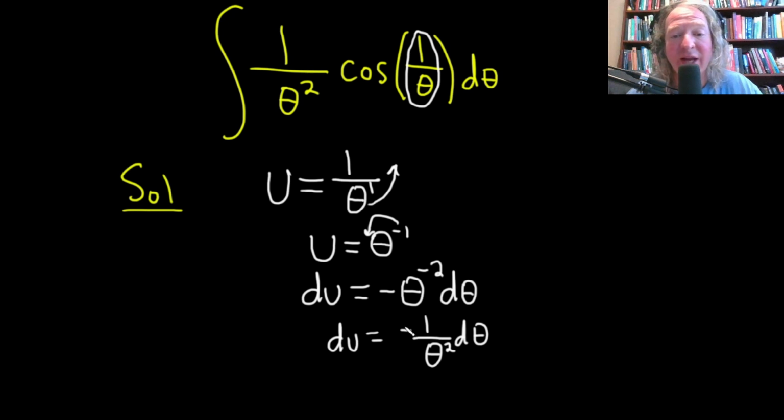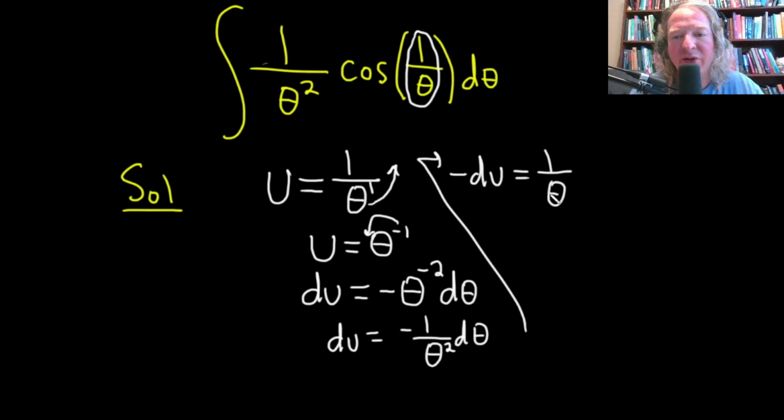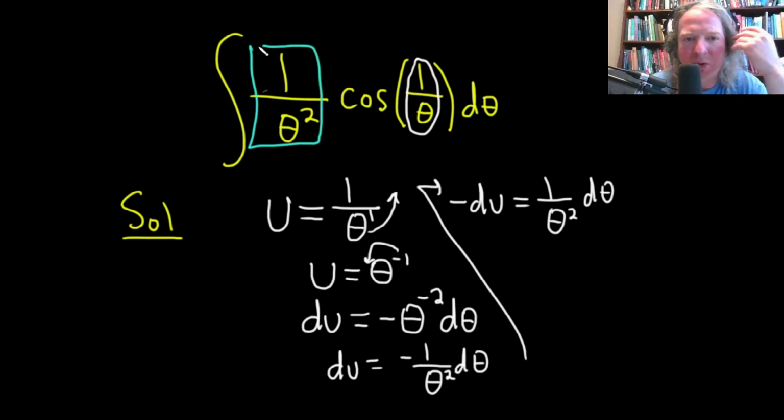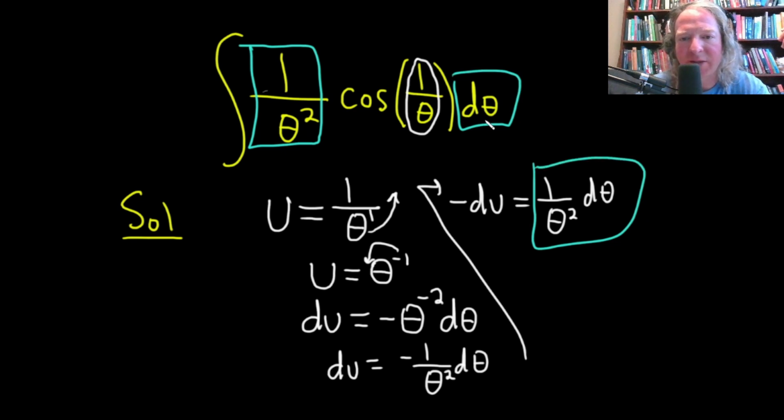And oh, we have a negative here. We don't have a negative in the integral. So if we multiply both sides by -1, we'll basically get negative du equals 1 over theta squared d theta. Perfect. So now we have exactly what we want, right? Let me just show you here. Let me highlight it. So 1 over theta squared d theta, that's this right here. So the blue boxes match.